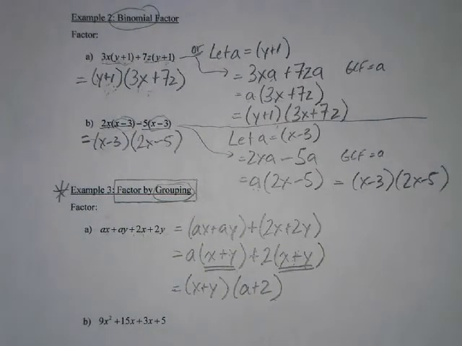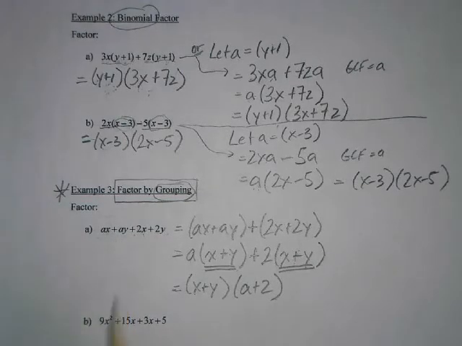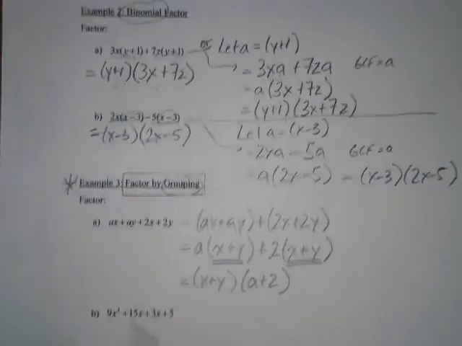So here's another example. We have 9x squared plus 15x plus 3x plus 5. You notice when we do factor by grouping, you have to have exactly 4 terms, because you're basically taking 4 terms and grouping them into 2 brackets of 2 terms. Okay, so that's a prerequisite for this method.